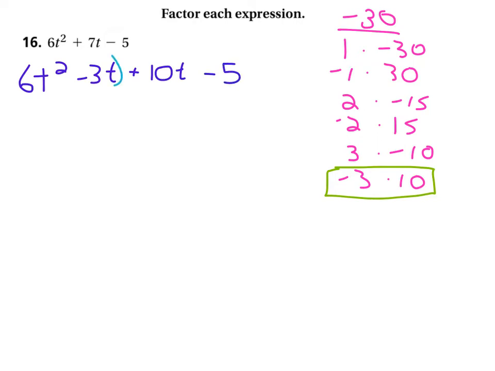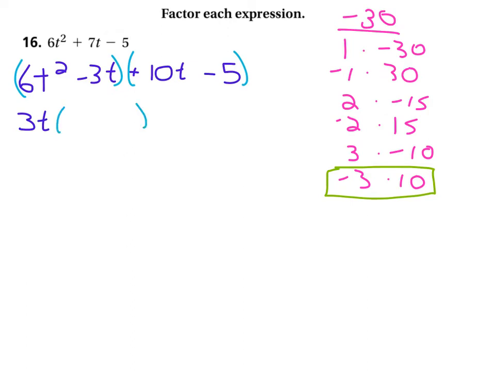Okay, then we're going to group them. Group that and that, that and that. And then what can we factor out of 6t squared minus 3t? We can get a 3 out, and we can get a t out. And then what's left?